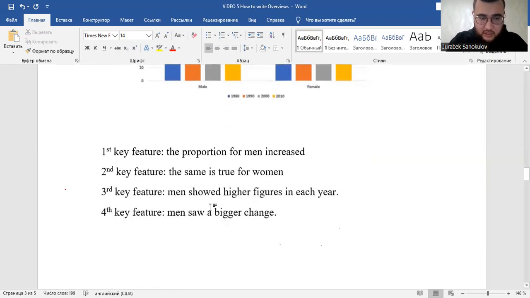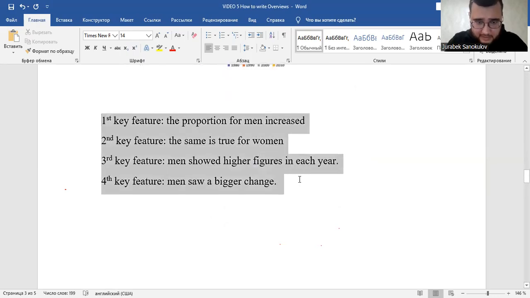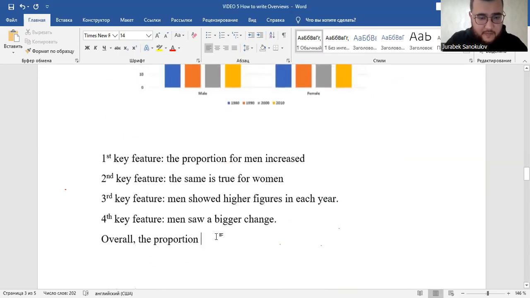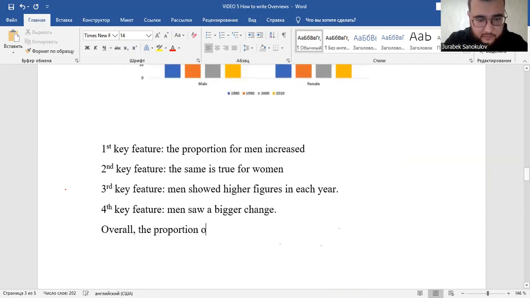So now I will turn this list into an overview. Overall, the proportion, what was the topic? Overweight men. The proportion of both, or let's say, genders.